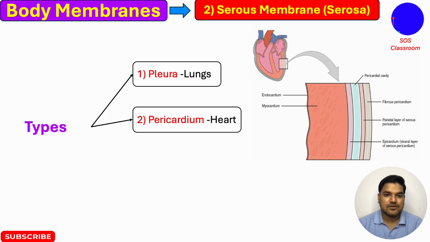Next is the pericardium of the heart. This is the layer of the pericardium. Already we discussed the parietal layer and visceral layer, and fluid is present, the pericardial fluid.